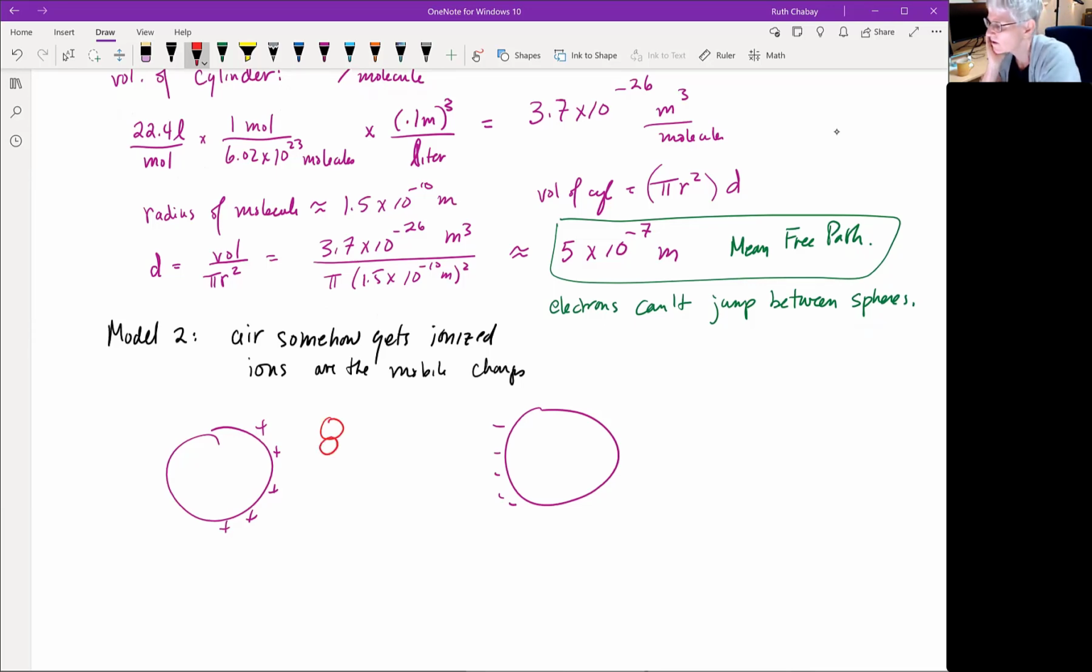Well, okay, so the question is, would it be different in a vacuum? Could a spark happen in a vacuum? And the answer is, we don't see sparks in a vacuum. So that's a good question, and it's a good way of thinking about what's going on here.